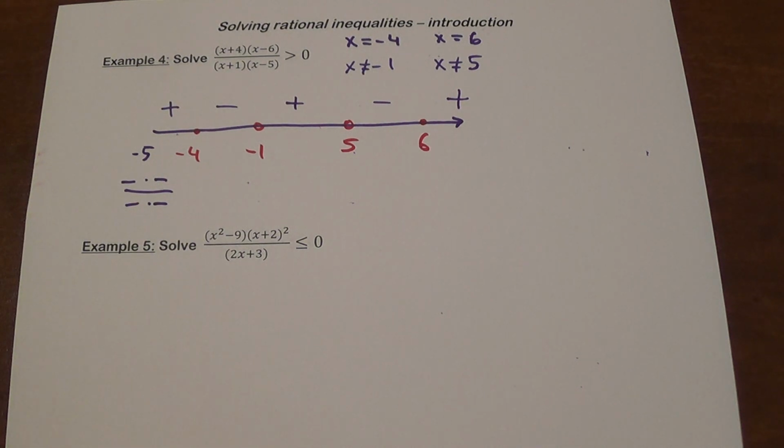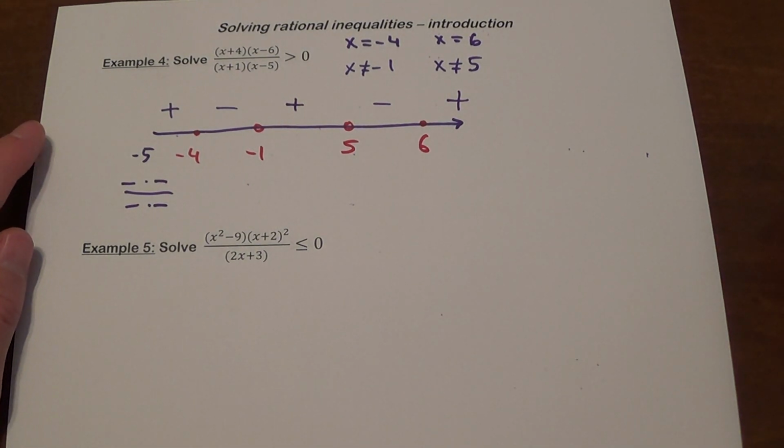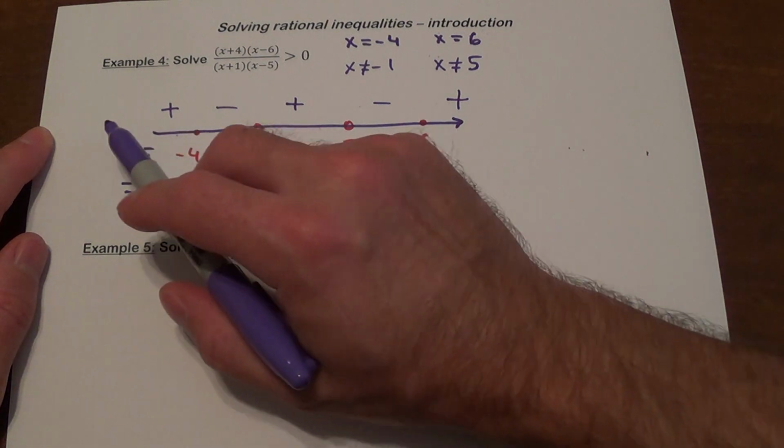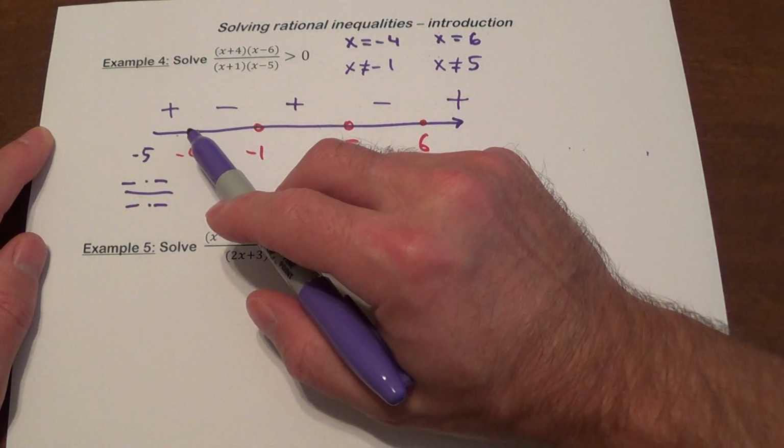So we want it to be greater than 0, strictly greater. So where is it greater than 0? It's going to be from negative infinity to negative 4, which is going to be open.